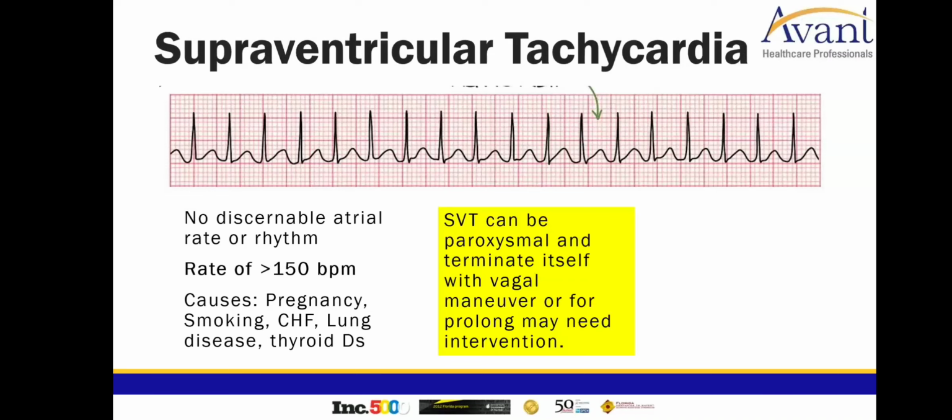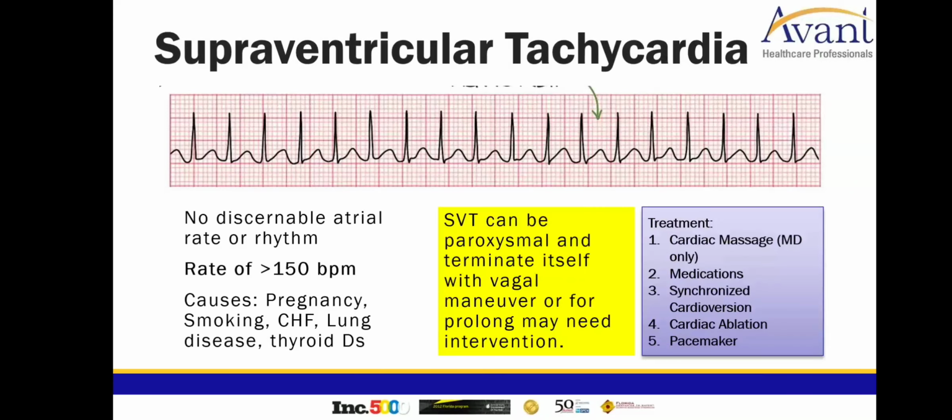or cough, or hold their breath and blow hard like they're blowing up a balloon. Those are things that can cause a Valsalva maneuver. So if it doesn't terminate by itself, and this continues, the patient may need to be treated.